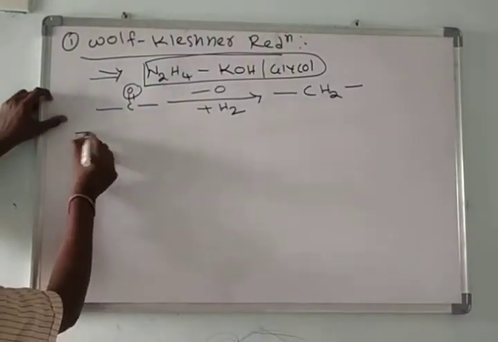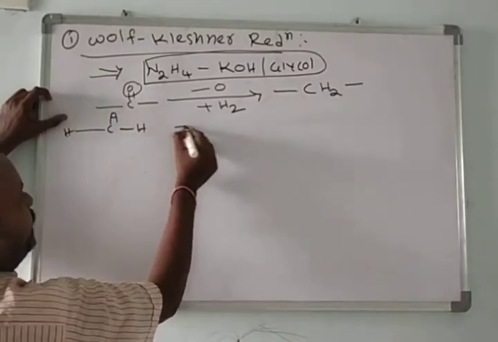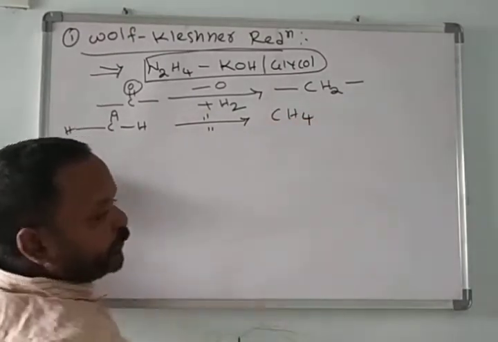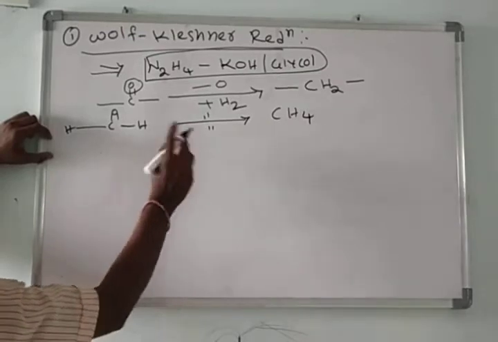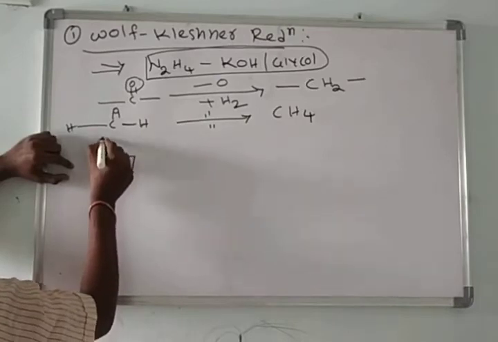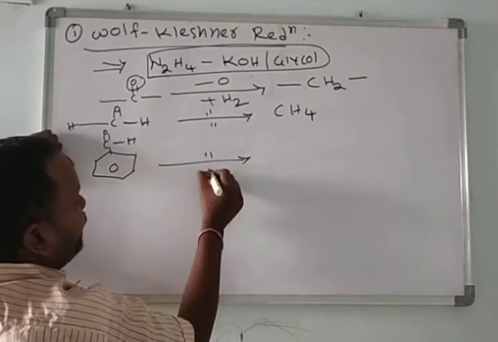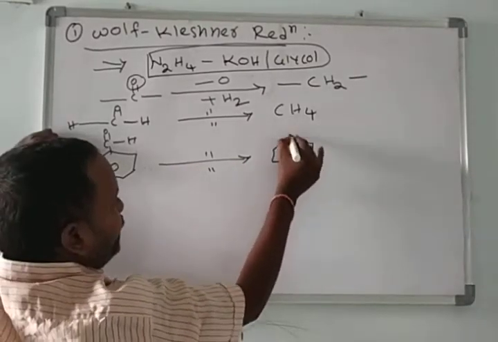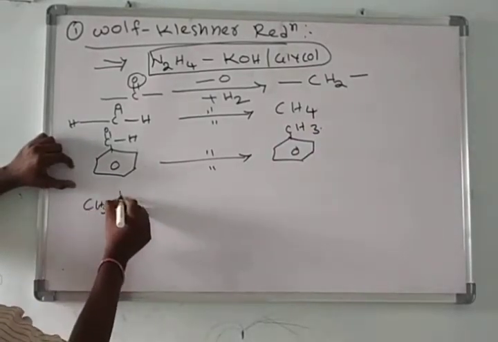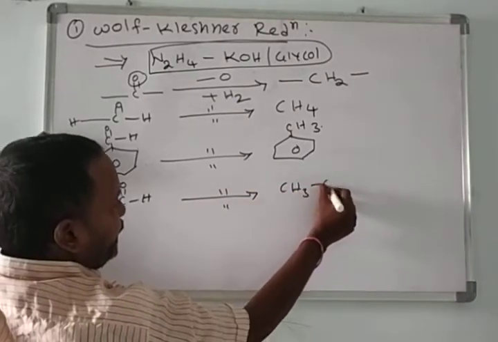Here I am taking formaldehyde. In the presence of the Wolff-Kishner reagent, we'll get CH4, methane. If you take benzaldehyde, remove that O and add H2, what will you get? Toluene. If you take acetaldehyde, we'll get ethane.